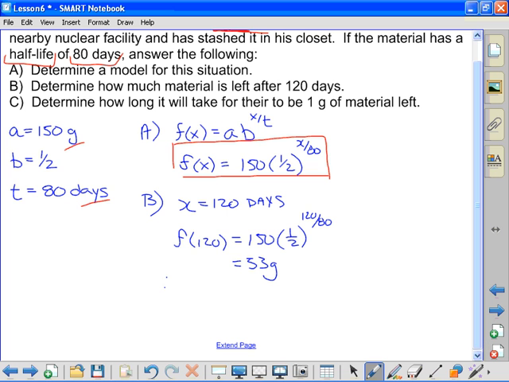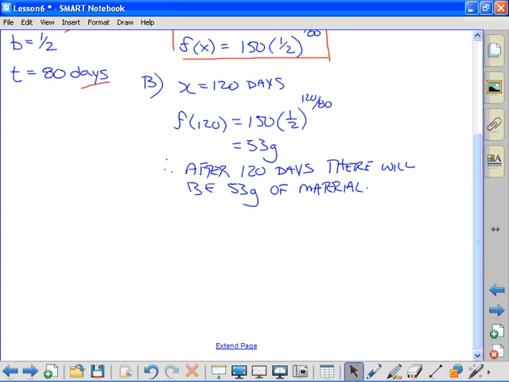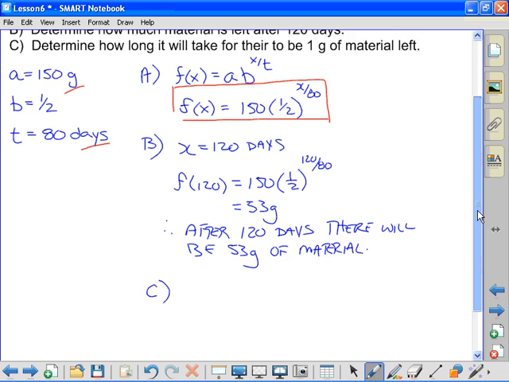So therefore, after 120 days, if Owen's still alive, there will be 53 grams of material. So the nuclear material, it actually does decompose right in front of you. And if you're watching it that close, it's not really a good thing, but the mass of the material will physically decrease.